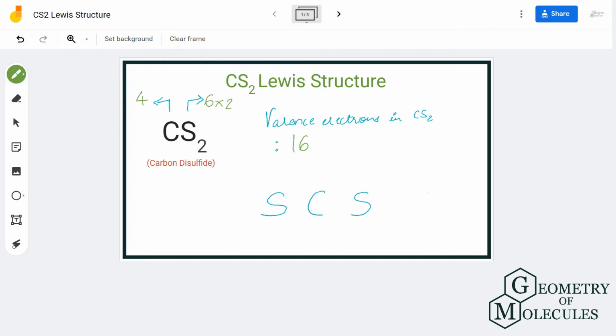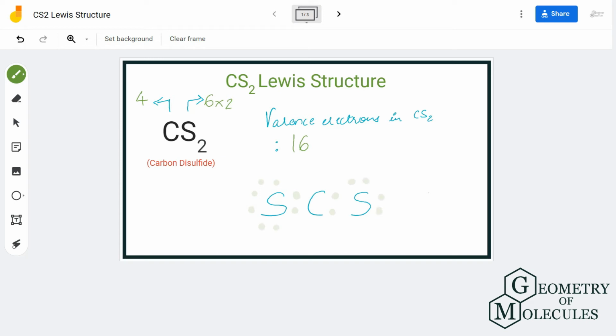Now that you know the number of valence electrons for this molecule, we will place the atoms and the valence electrons around it. So your carbon will take the central position because it is less electronegative than the sulfur atom, and both the sulfur atoms will go on the outside like this. Now you can place 2 valence electrons between each sulfur atom and carbon atom to show the bond formation. So we are going to place 2 for this side and 2 for this side, and we will arrange the rest of the valence electrons around sulfur.